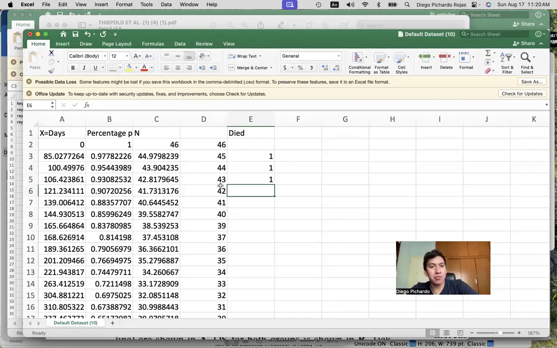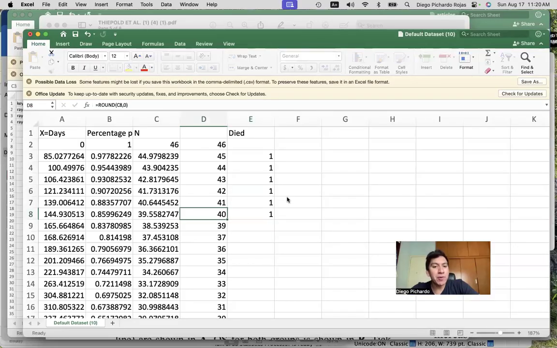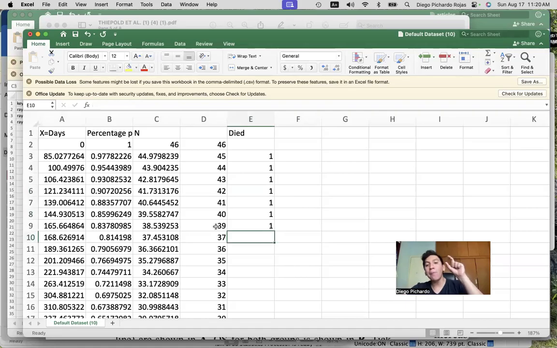From 43 to 42, 1 patient died. From 41, 1 patient died. So what we're doing is, I know that at 44, 1 died. At this time, 1 died. At this time, 2 died. All right? So how many patients died between 39 and 37?